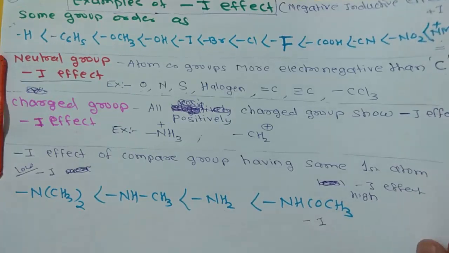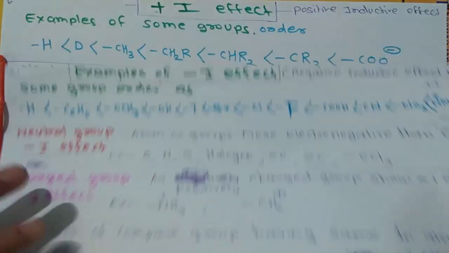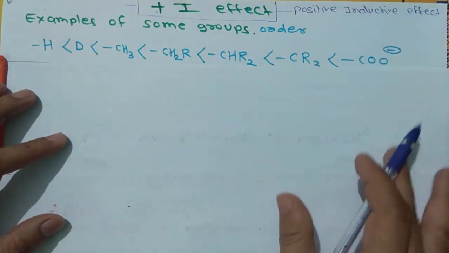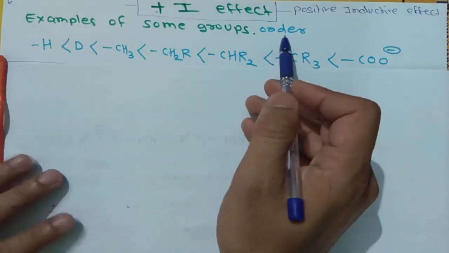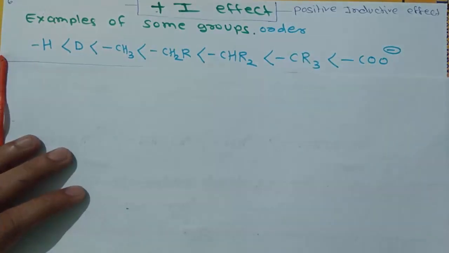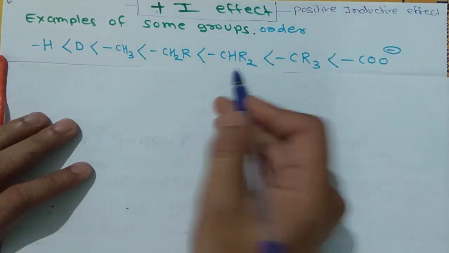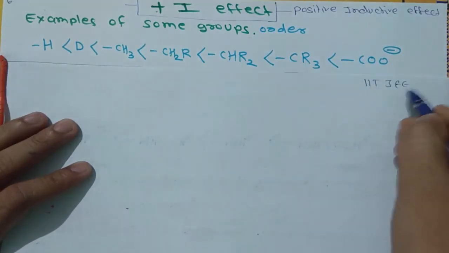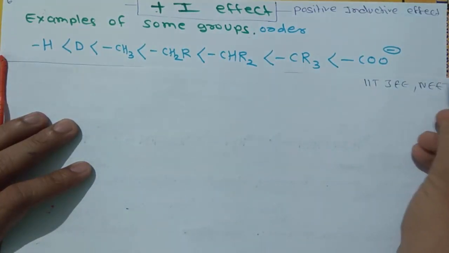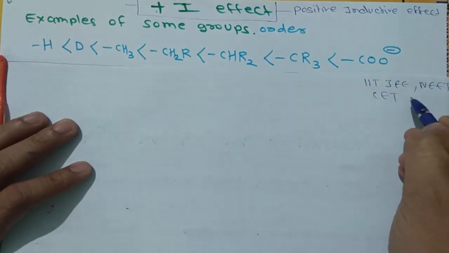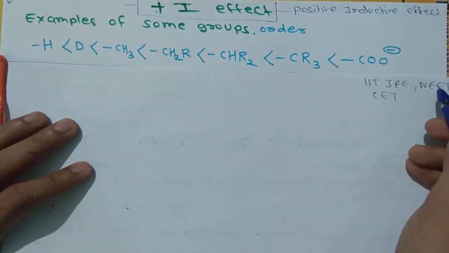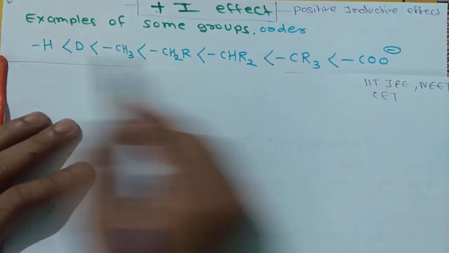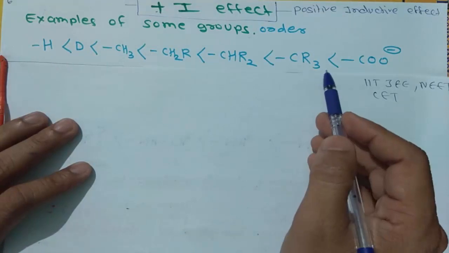Now we can go towards the next examples, of the plus I effect. The plus I effect is also called the positive inductive effect. There are some groups which show the plus I effect, and we have already said that this topic is very important in the IIT JEE, NEET, CET and other NET examinations. Here we can show the increasing order of the plus I effect groups.